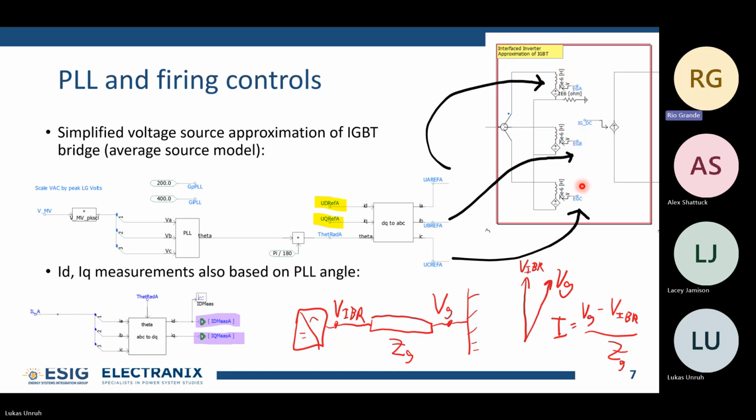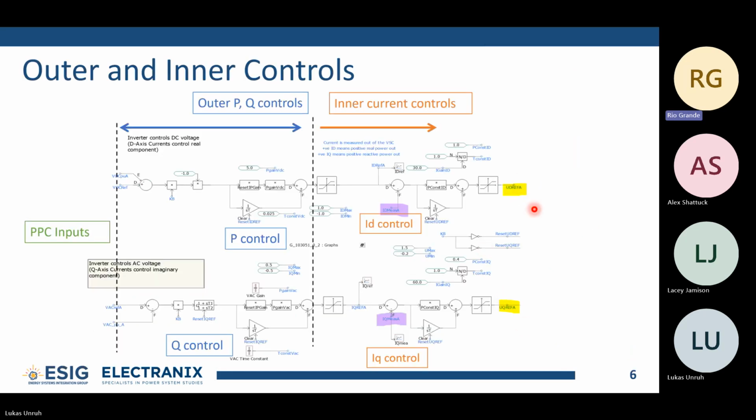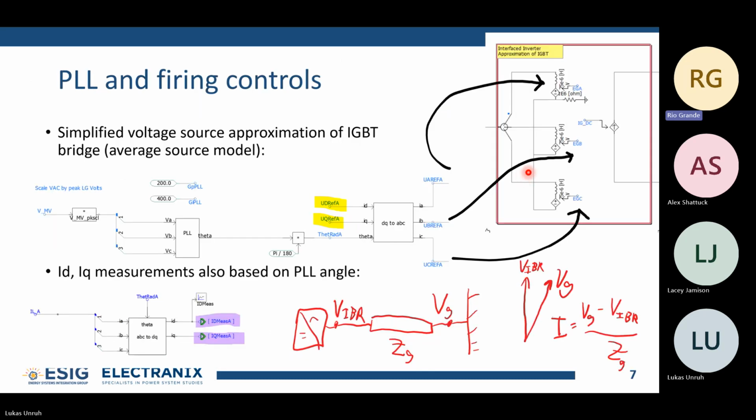What we do is take these voltage references that were generated on the previous control diagram and feed them through. We have to convert them from DQ to ABC domain, and we do that by putting them through a DQ to ABC transformation. To do that, you need an angle for that transformation, and you get that angle from a phase lock loop. The phase lock loop tracks the terminal voltage to figure out the phase of the system.